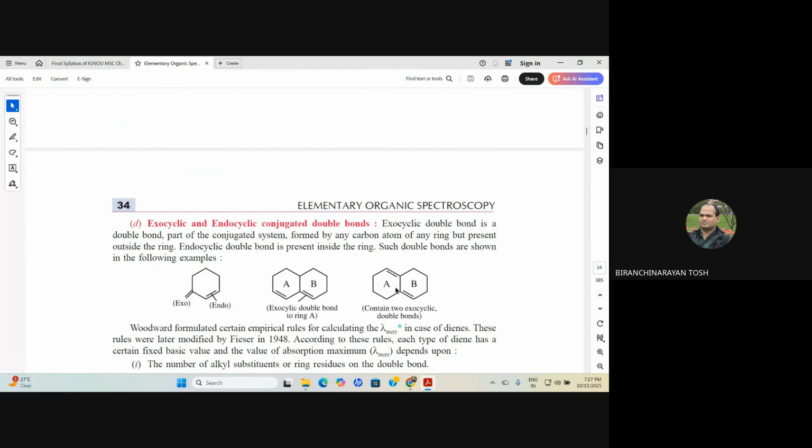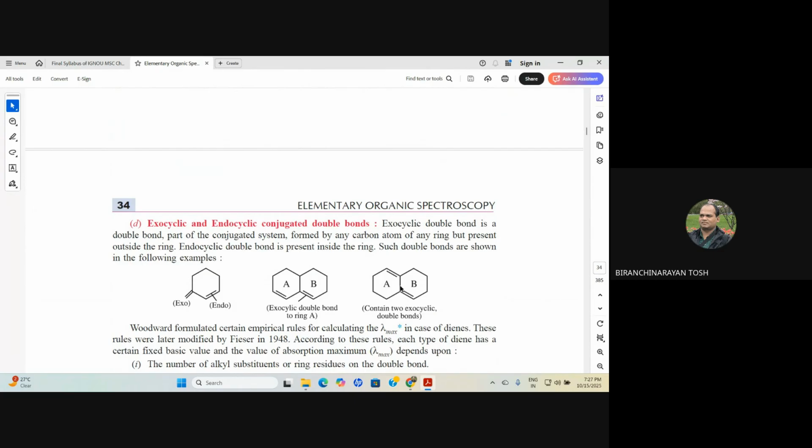In this case, two exocyclic. This one is exocyclic to ring B. This one is exocyclic to ring A. Just see the difference. Here, this double bond of B is exocyclic to ring A, but this is not exocyclic because it is not linked to the same ring. So this is not an exocyclic double bond. This is exocyclic, but in this case, both are exocyclic to each other.